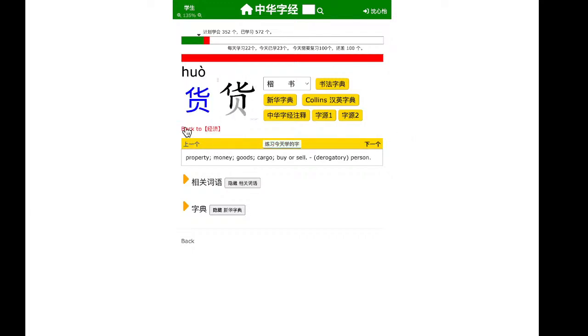Yeah, so this one is the 贝. This is the little shell, which means money, because shells used to be used as money. The top is for the sound. Yeah, because this is 花.